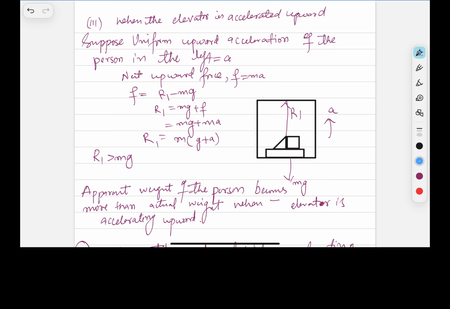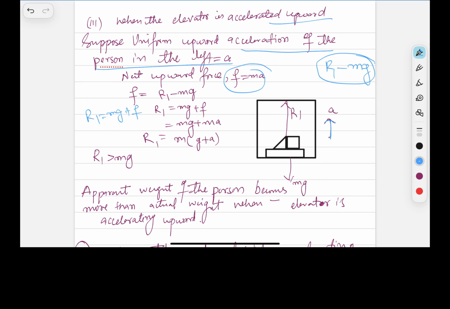Next, when the elevator is accelerated upward, the condition changes. Suppose the uniform upward acceleration of a person in the lift is a. The net upward force F equals mass into acceleration. So F equals R, that is the reaction, minus the weight. Remember, when the acceleration is upward, R minus mg is the net force. We will equate this, so R1 equals mg plus F.